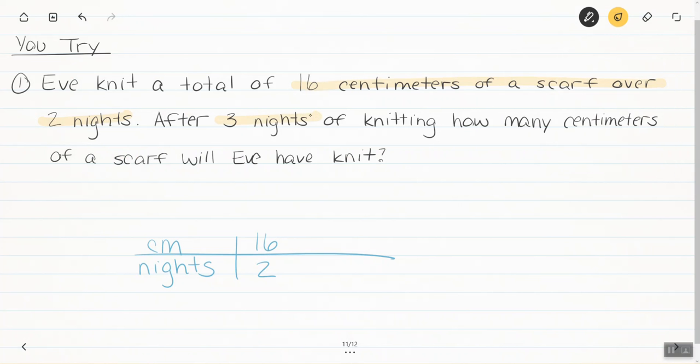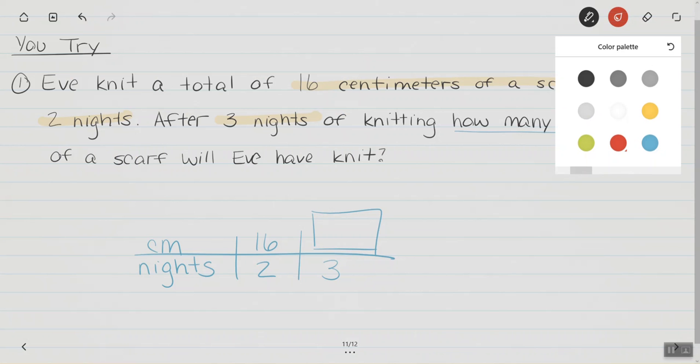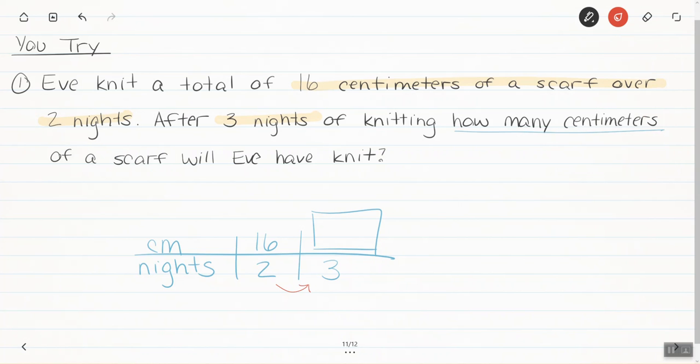After 3 nights, so they're giving us 3 nights, so I could write that down in my ratio table. How many centimeters of the scarf did she knit? So we're looking for this number there. Now my question to you is, you can't move forward from 2 to 3 and multiply it by something because 2 times something does not make 3. So we can't move forward in the table, but we could take this backwards and we can simplify.